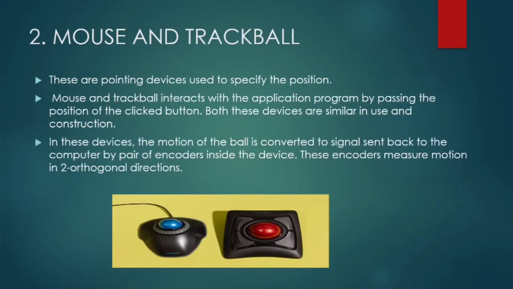Mouse and trackball both work similarly here. These are pointing devices which are used to specify the position. Mouse and trackball interact with the application program by passing the position of the clicked button. Both these devices are similar in use and construction. The encoders measure motion in two orthogonal directions.